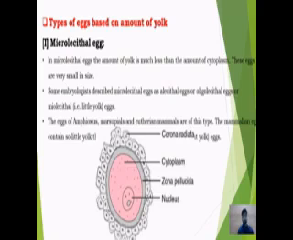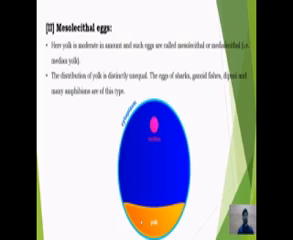Mio means very little yolk. And this type of egg is generally found in amphibians, marsupials, and uterine mammals. Mammal eggs are also categorized as microlecithal eggs. In this picture, the outermost is the corona radiata, and this is the secondary plasma membrane, the first plasma membrane, and the cytoplasm, and inside the cytoplasm a very small amount of yolk is present.